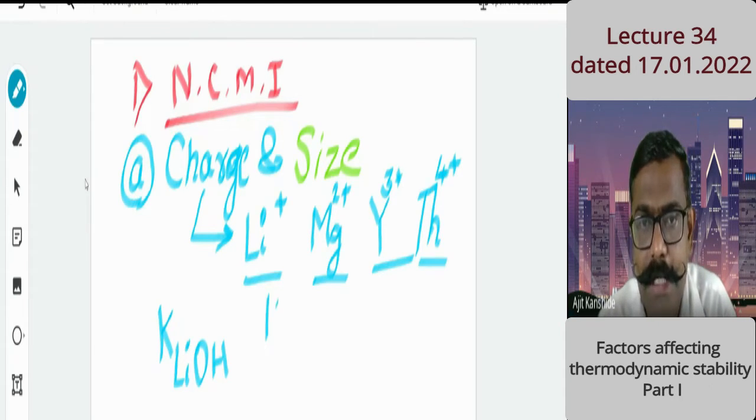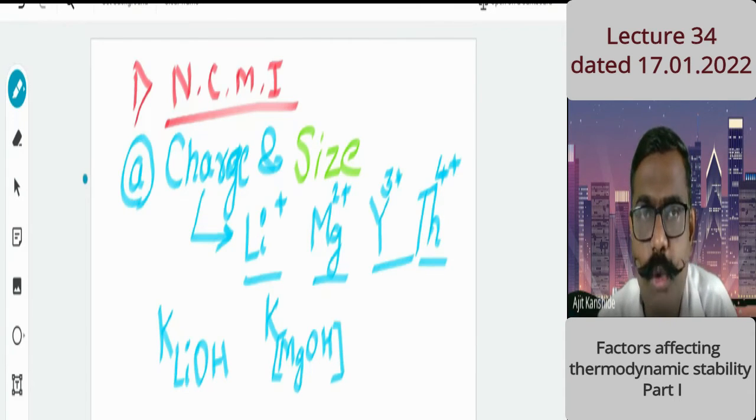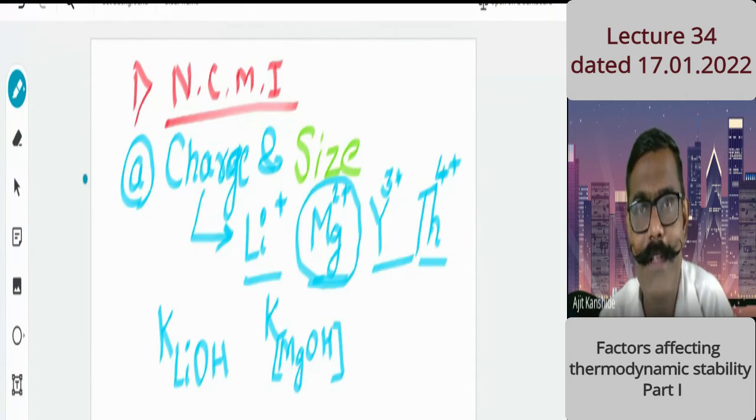Stability constant, that's a K, between magnesium 2 plus and OH minus. If I represent MgOH, what will be the charge on MgOH? Help me. You know the charge on Mg2 plus, you know the charge on OH minus. Yes, the charge on MgOH will be +2.